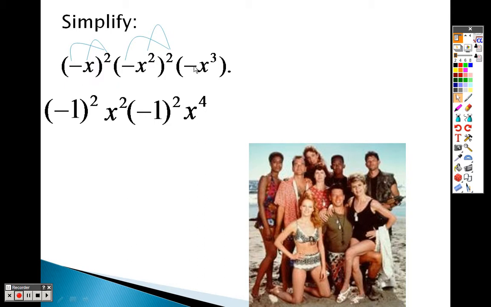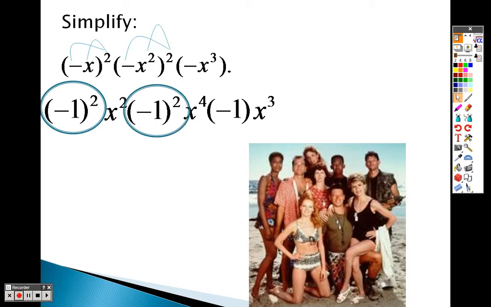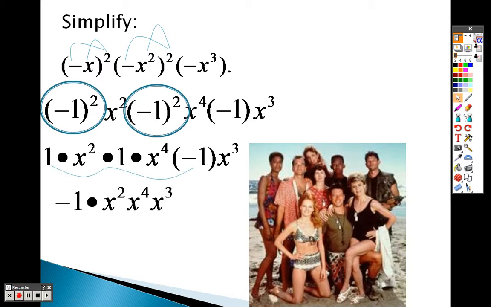This cube doesn't go through, okay? There's nothing here on the outside. This cubed is just with the x. So there's just a regular old negative 1 and an x cubed. So taking a look, negative 1 squared is like saying negative 1 times negative 1, which is 1. So both of those are just 1. And this is a negative 1 right here. So 1 times negative 1 is negative 1.